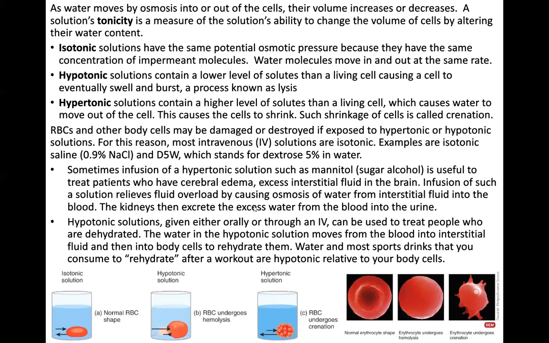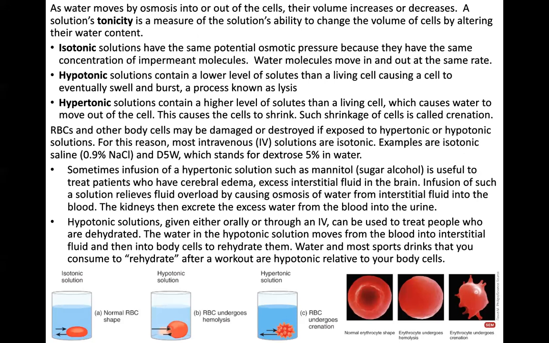Now, I know a lot of you are planning on becoming nurses, and one of your jobs as a nurse will be to administer IVs. So let's talk about that. Our red blood cells and other body cells may be damaged or destroyed if exposed to hypertonic or hypotonic solutions. For this reason, most intravenous IV solutions are isotonic. Examples are saline, 0.9% sodium chloride, and D5W, standing for dextrose 5% and water.